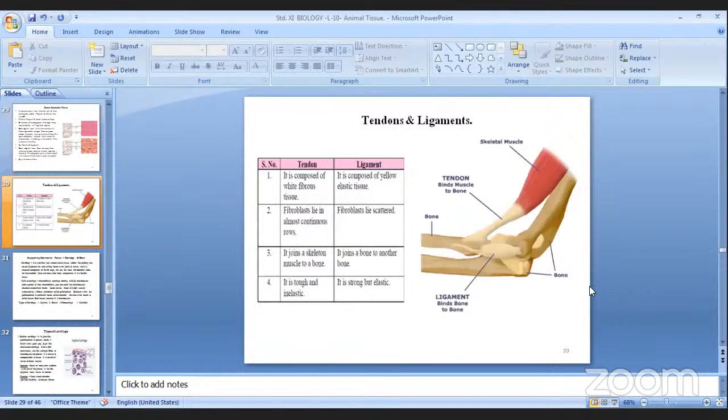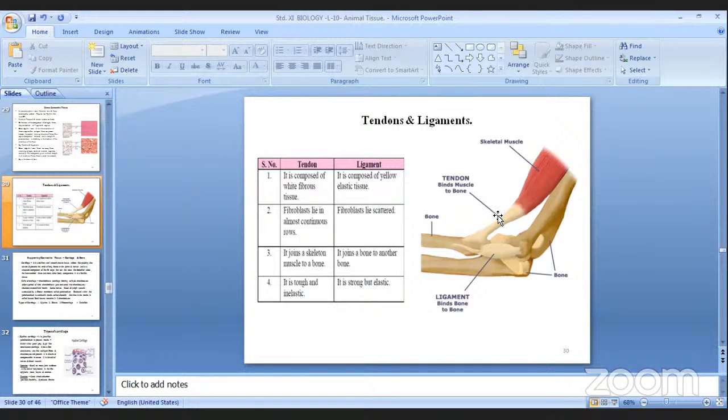See here, tendon and ligament. Students, you can see this structure. Here, these are the skeletal muscles. Now what is tendon and what is ligament? First understand this. See here, this is the tendon. What is tendon? The one which binds muscle, this is the muscle, to the bone. This is a bone. So here is the tendon. The one which binds muscle to the bone is known as tendon.